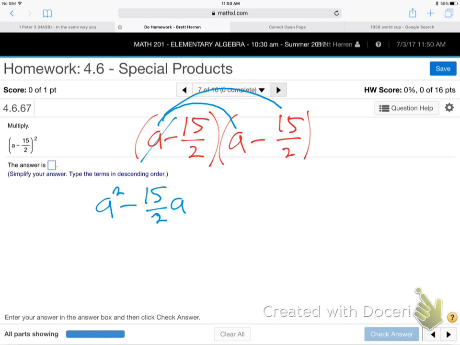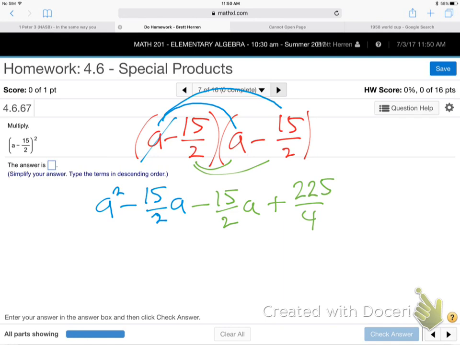So he's done. He goes to both. And this guy goes to both. Two negatives make a positive. What's that? 225 fourths. Just choose calculator, right? 15 times 15, 2 times 2.